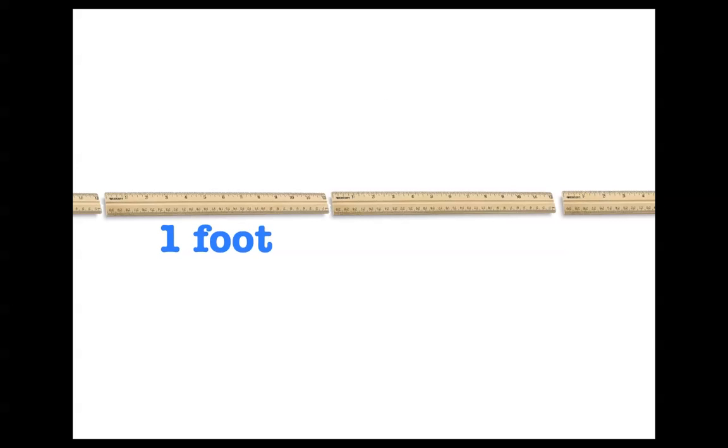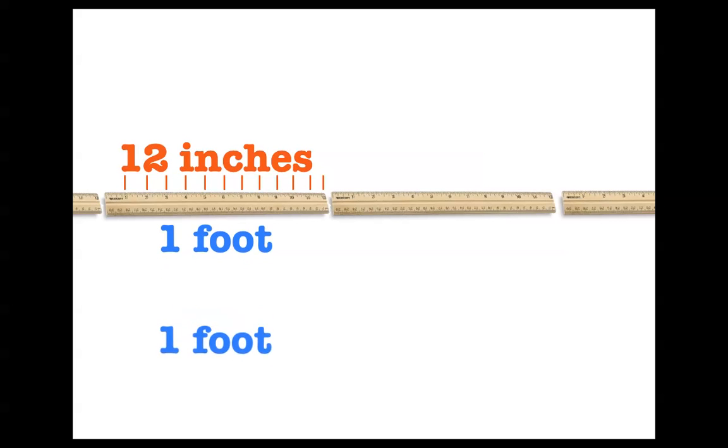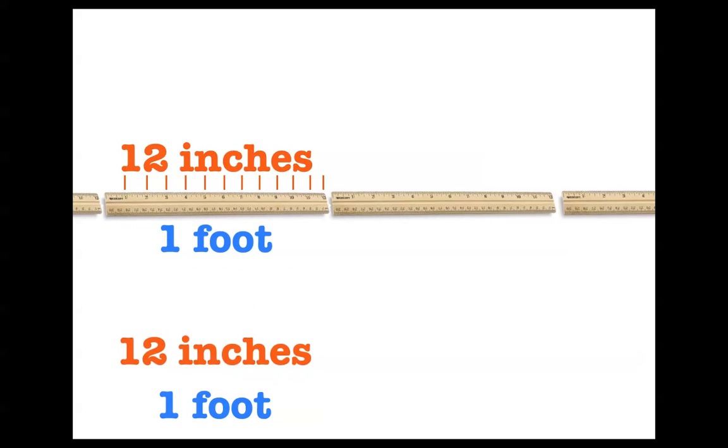As we know, most rulers are 1 foot long. And as we also know, on those rulers there are 12 inches. And that happens because there's 12 inches in every foot. And that is a ratio. So we've been talking about ratios, and the ratio of inches to feet is for every 12 inches you have 1 foot.